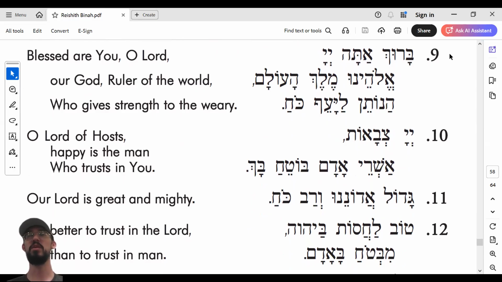Okay. So number 9. Baruch atah Eloheinu melech haolam, hanoten laya'ef koach. Koach, sorry. Yes, koach. Great reading. So again, the formula, and then hanoten laya'ef koach, who gives strength to the weary. Ya'ef is somebody who is tired, and koach is strength.